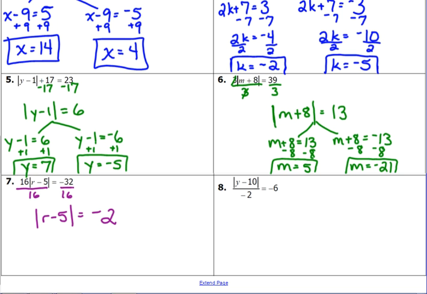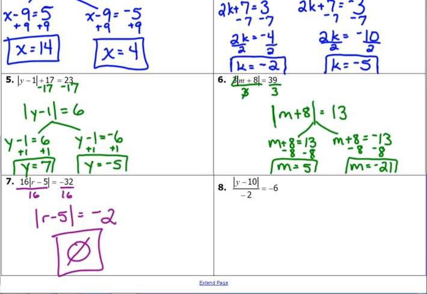Is that a problem? Yeah. Absolute value cannot be equal to a negative number. So this one has no solution. 0 with a line through it. No solution. Because your absolute value cannot equal a negative number.